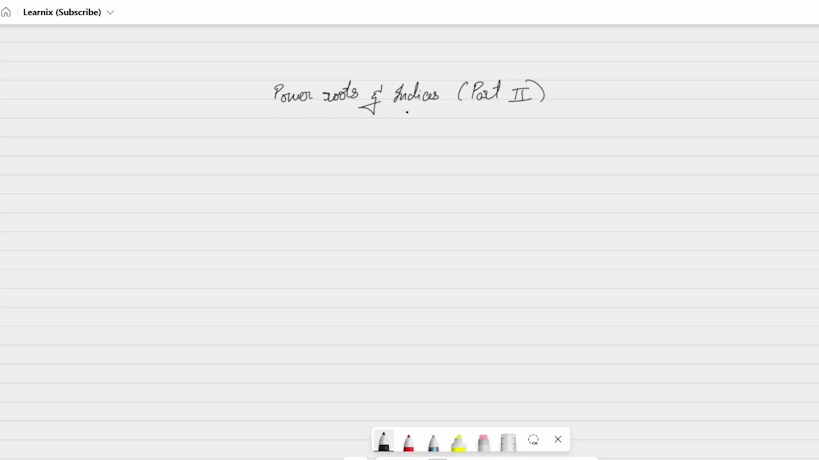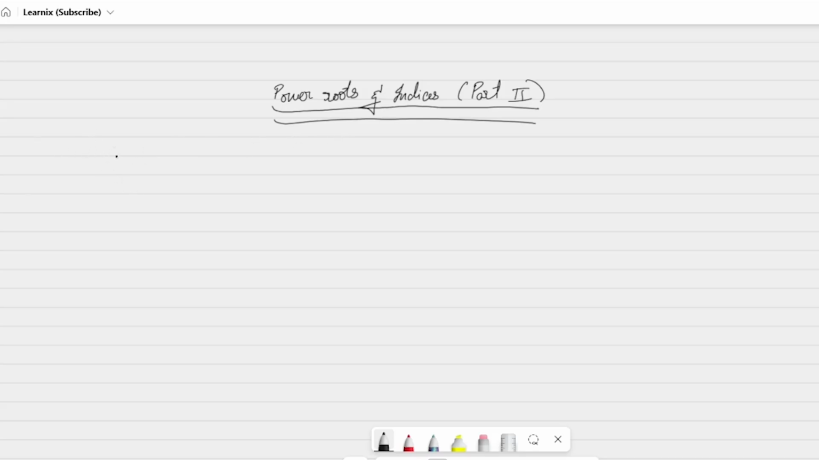So, powers, roots, and indices part 2. This is a continuation of part 1, which I covered in the previous video. It was just the basics of powers, roots, squares, square roots, cube roots, and whatnot. Right? Okay. Starting with the simple question, what is an index?